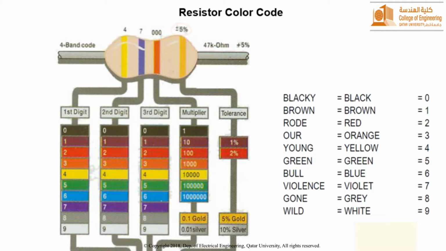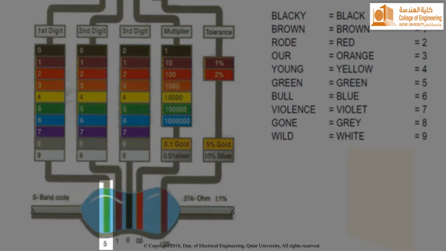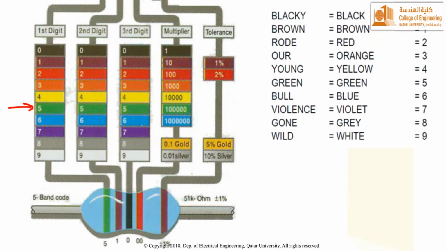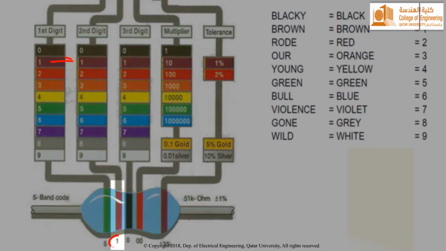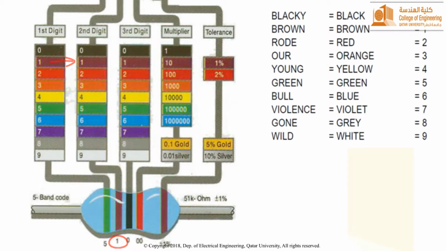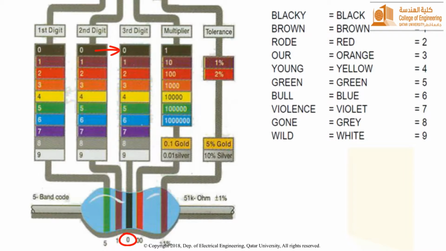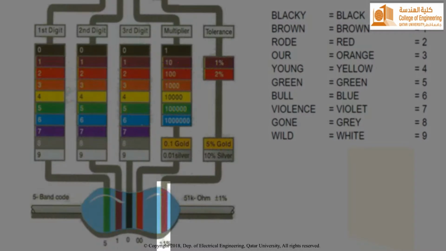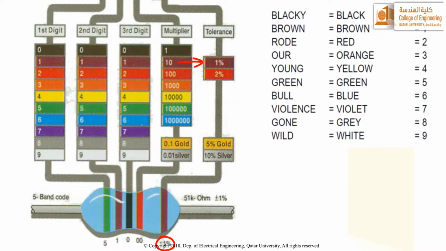Alright, let us look at a 5-band code. The first color is green, so it is 5. The next color is brown, so it's a 1. The next color is black, so it's a 0. And the second last is the multiplier. It is red, so there are 2 zeros. And the last one is the tolerance, which is brown, so the tolerance is plus minus 1%.